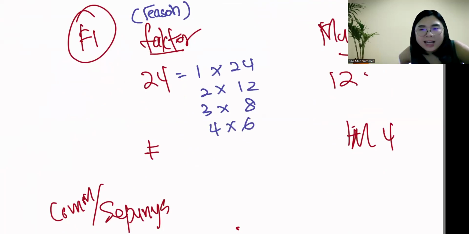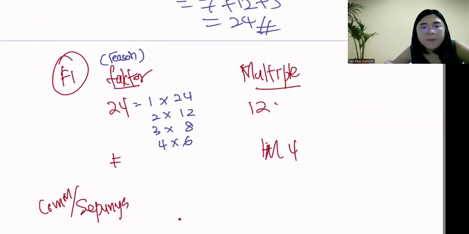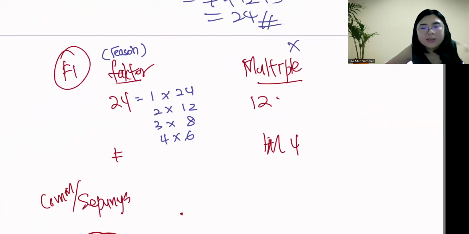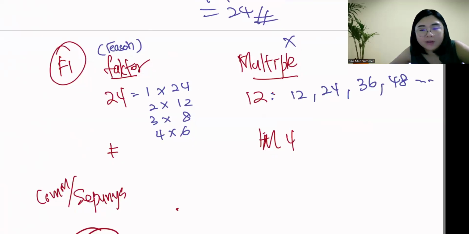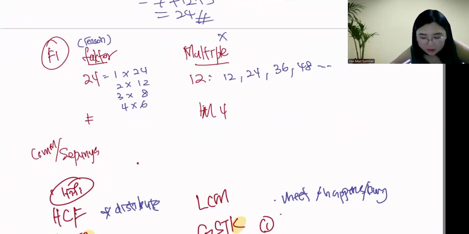Okay, correct. And then now, how about multiples? Multiples, meaning is times, right? So you just memorize the multiples. For example, the multiples of 12 will be 12, 24, 36, 48, and so forth. Okay, so you all know multiples and factor, right?